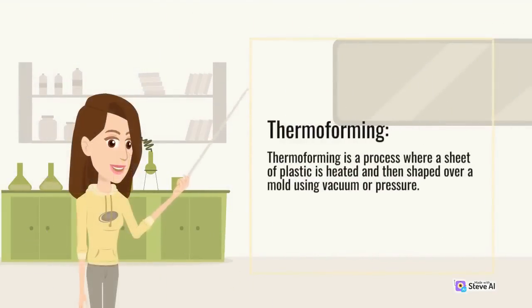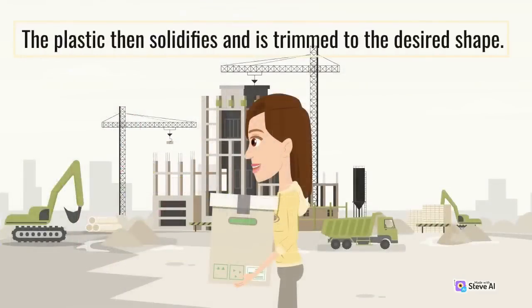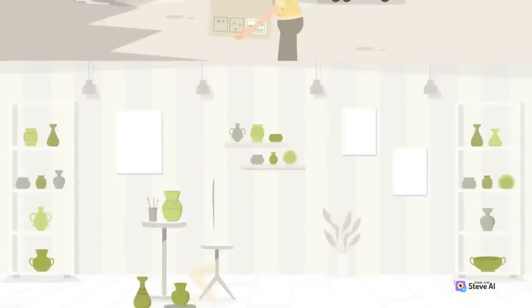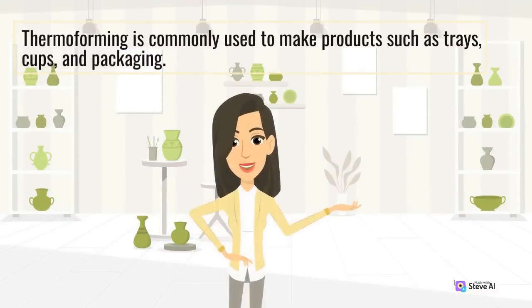Thermoforming. Thermoforming is a process where a sheet of plastic is heated and then shaped over a mold using vacuum or pressure. The plastic then solidifies and is trimmed to the desired shape. Thermoforming is commonly used to make products such as trays, cups, and packaging.